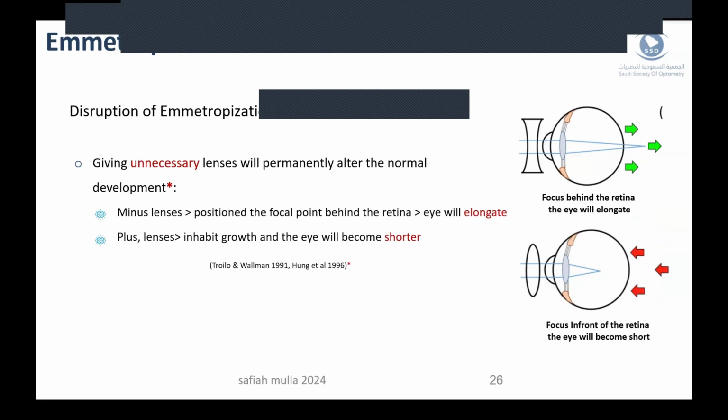If they give them minus lenses, this will position the focal point behind the retina, and then the eye will elongate, and the animal will end up having myopia. Giving them plus lenses will inhibit the growth of the eye, and then the eye will become shorter, and the animal in the experiment will end up having hyperopia.